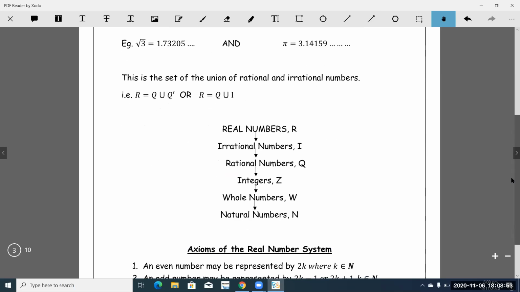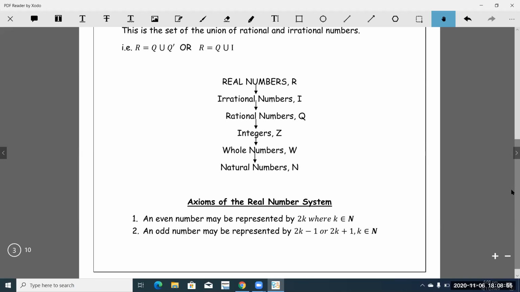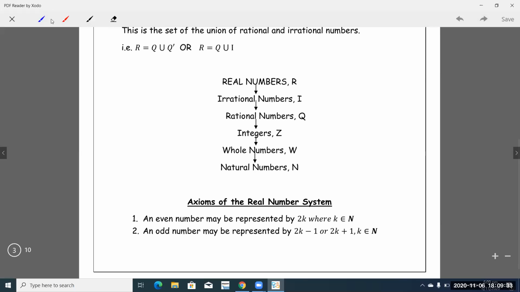All right, now before we even get into binary operations again, there's something known as axioms of real numbers that is on the CAPE math paper. Axioms of real numbers is where they'll ask you things like show that the sum of two odd numbers is even, or show that the sum of two even numbers is even. They call them axioms of real numbers. So the first axiom of real numbers is that an even number may be represented as 2k.